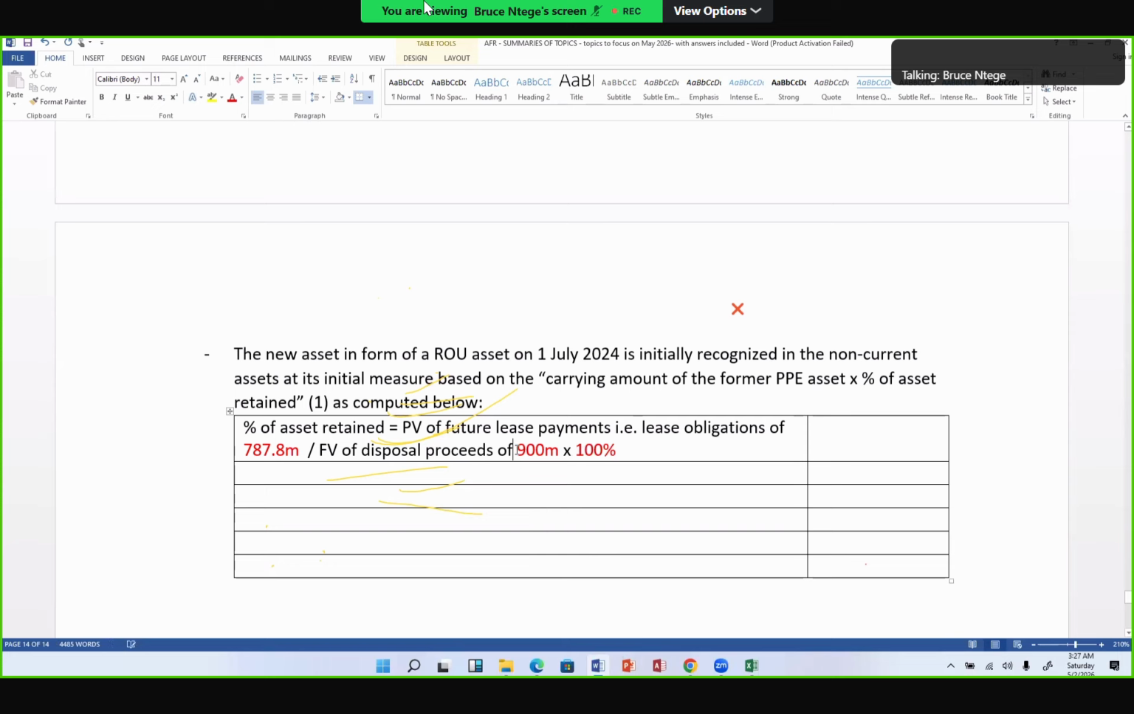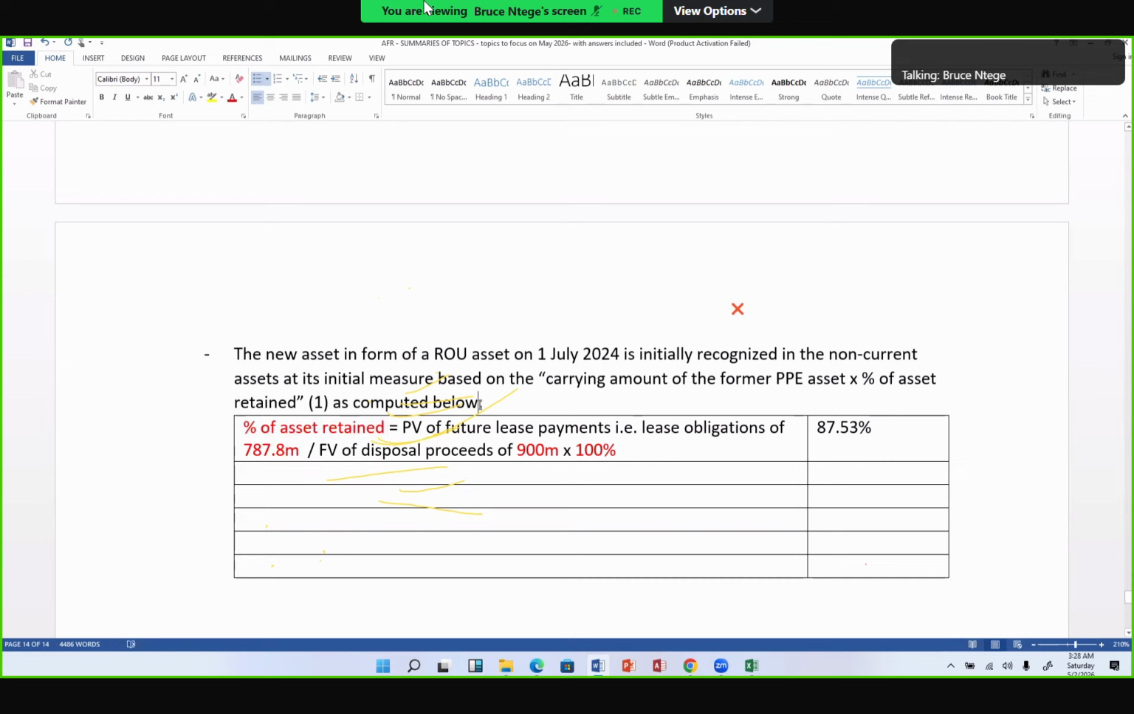Okay, so let's get it. 787.8 divided by 900 times 100%. I have something like 87.53, so 87.53%. So there you are. If I have the percentage of the asset retained, I can use it back here.